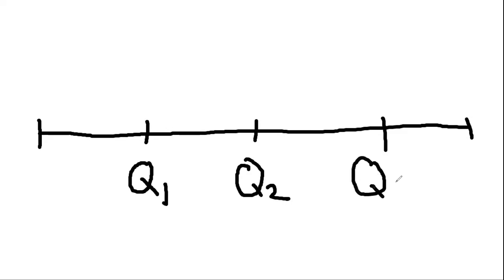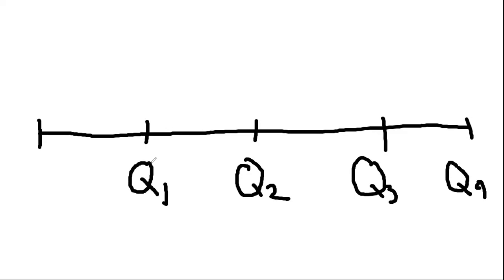Now, these are the cutoff scores. These values would separate the divisions. We call this the first quartile. We have the second quartile, the third quartile, and the fourth quartile.